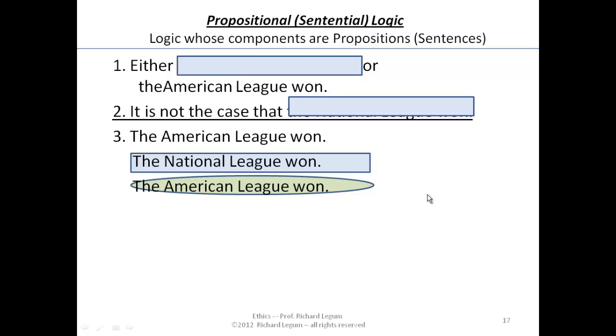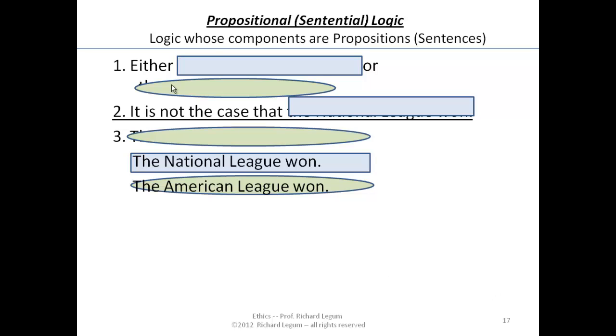We see that there's another sentence involved in this inference, and that is the American League won. So we'll put an ellipse, a rounded object, around that, a green one. And notice we can substitute that circular object for the two occurrences of the sentence in the argument. Now what we see is: it's either something or a different thing. It's not the case that the first thing, therefore the second thing.